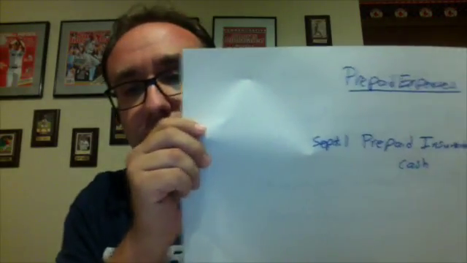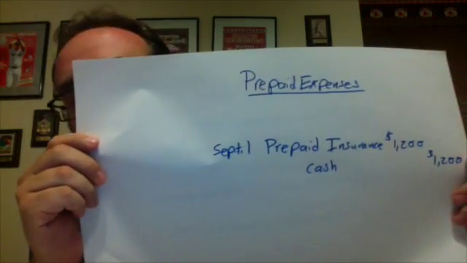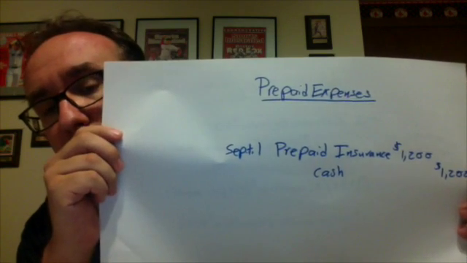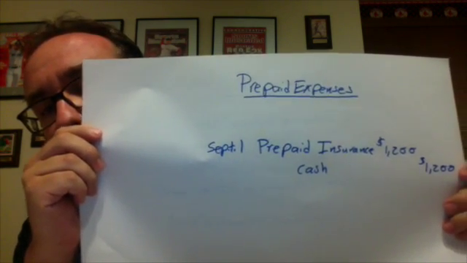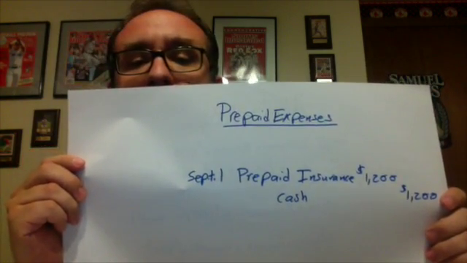Now you should have actually already done an entry that goes, for example, that you purchased 12 months of insurance, for example, for $1,200. So if on September 1st you purchased insurance for $1,200, you probably did an entry that looked like that, okay, where you debited prepaid insurance and you credited cash. Well, that's in September.